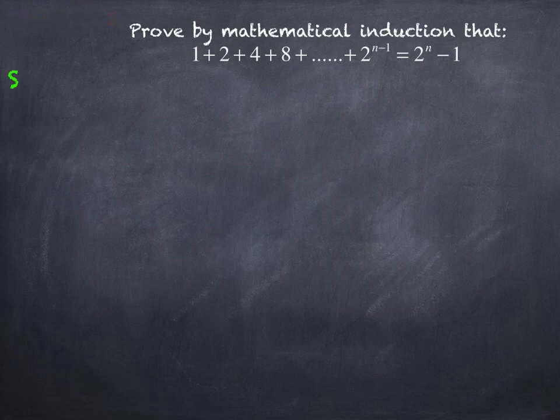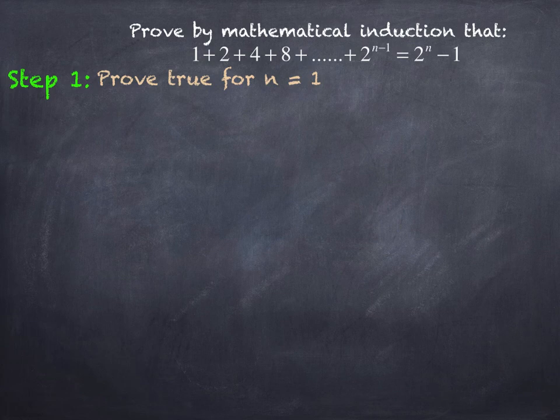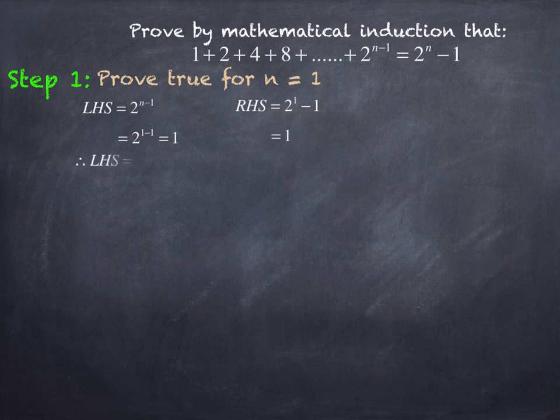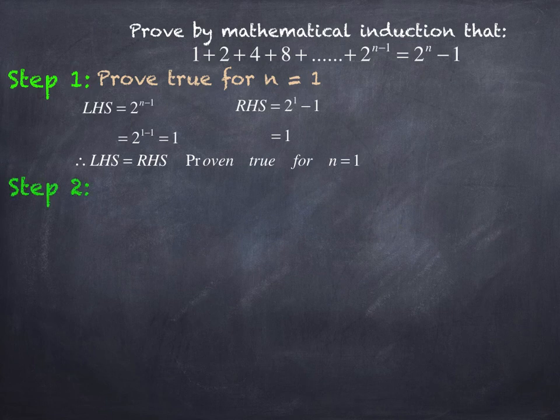So step 1. First, we have to prove true for n equals 1. So we're going to take the left-hand side of our statement and let n equal 1. As you can see, this is equal to 1. Then we take the right-hand side and we do the exact same thing, and we see that this is also equal to 1. Therefore, the left-hand side is equal to the right-hand side, and we've proven true for n equals 1. Step 2. We have to assume true for n is equal to k.